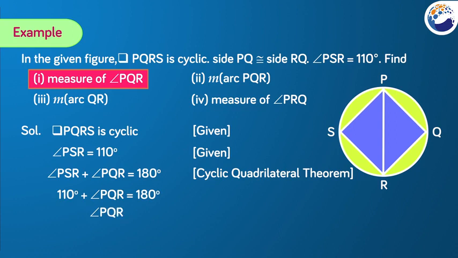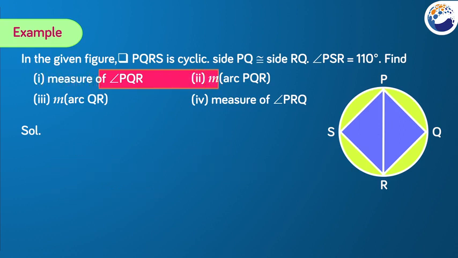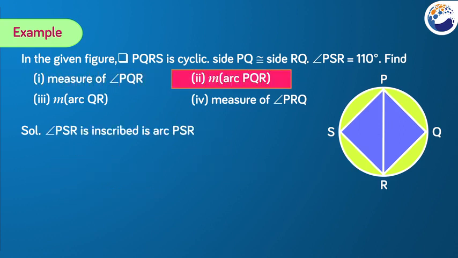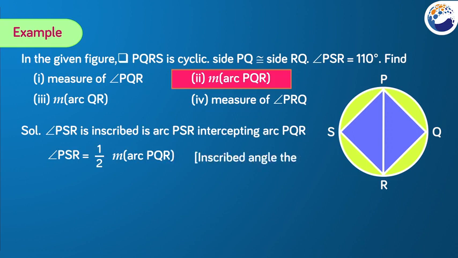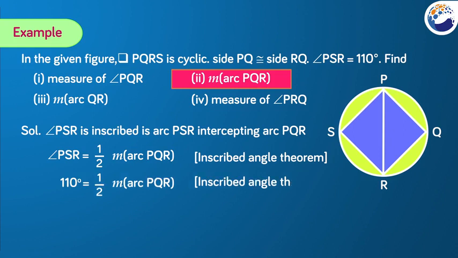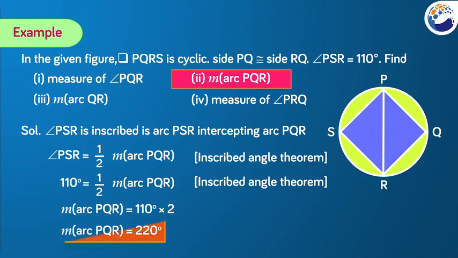Angle PQR is equal to 180 degrees minus 110 degrees. Therefore, angle PQR is equal to 70 degrees. Equation 1. 2. Angle PSR is an inscribed angle in arc PSR, intercepting arc PQR. Angle PSR is equal to half the measure of arc PQR, by the inscribed angle theorem. 110 degrees is equal to half the measure of arc PQR. Substituting the given values, the measure of arc PQR is equal to 220 degrees. Equation 2.